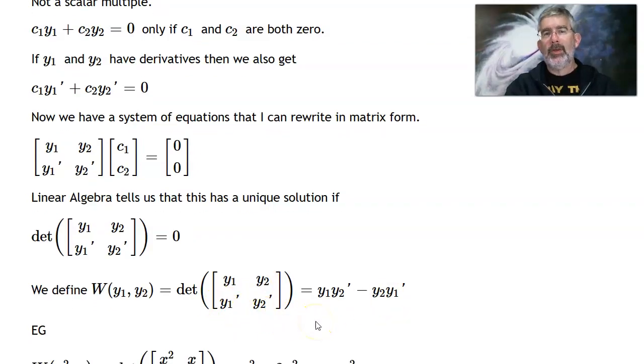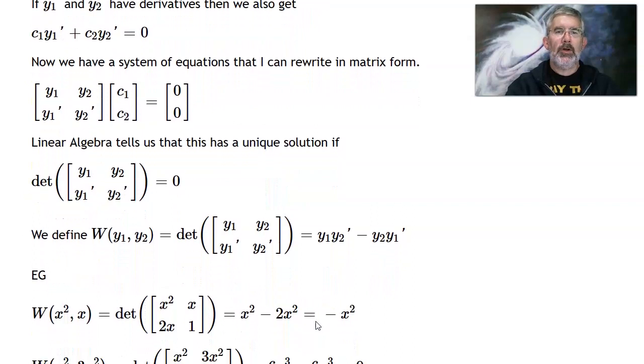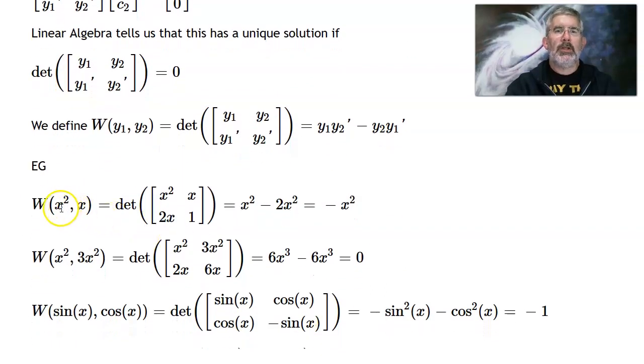So let's do a couple of examples. First of all, just the simple Wronskian of x and x squared, or I guess I have it written as x squared and x. So in the first row of my matrix, I'm putting the x squared and the x. Beneath the x squared, I'll put its derivative, 2x, and beneath the x, I will put its derivative, 1. And now I'll take the determinant. So x squared times 1 is x squared, and then the x times 2x is 2x squared, so I'm subtracting 2x squared, and x squared minus 2x squared is minus x squared.